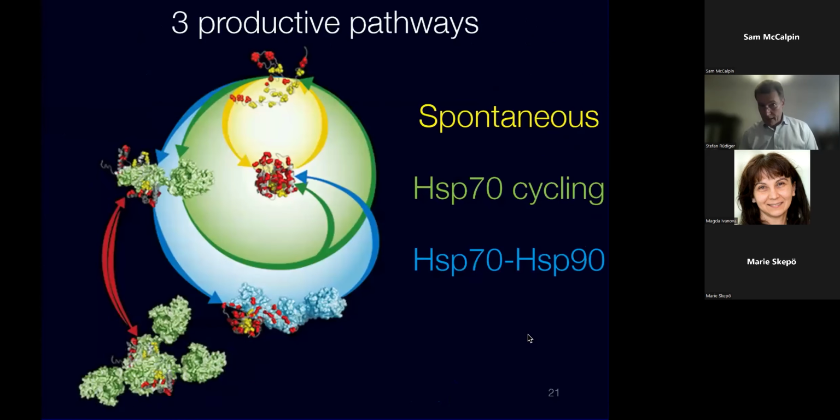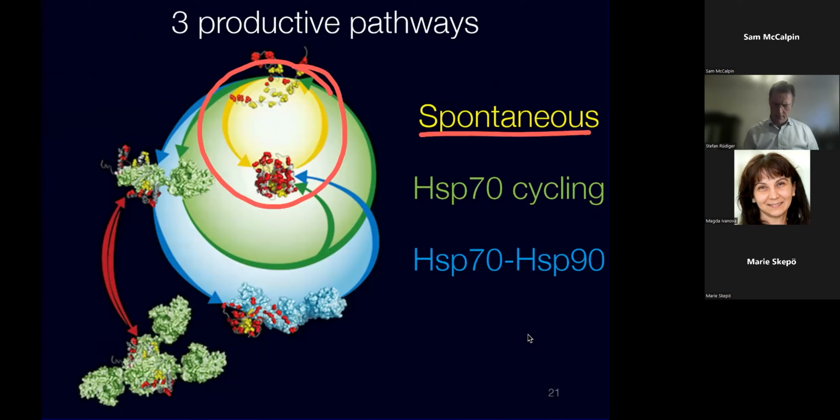So basically what we can learn from that is that we have actually 3 productive folding pathways. There is the yellow circle, it's basically spontaneous refolding. You do have the green circle, there's HSP70 cycling. So basically the HSP70 binds a folding intermediate, and then it has the option either after release it folds to the native state, or it doesn't work. Then you basically release a protein that can fold again, and you basically can cycle.